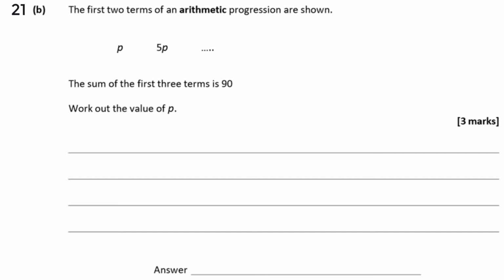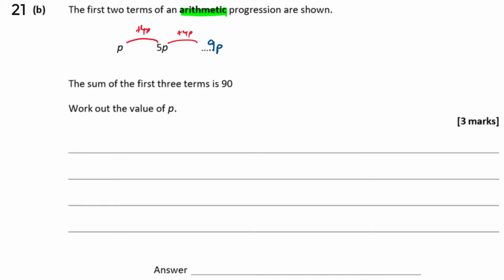In part B, we are given the first 2 terms of an arithmetic progression this time, and we're told that the sum of the first 3 terms is 90. Work out the value of p. Now the common difference here: what do I have to add on to p to get 5p? I'm adding on 4p, aren't I? If I add on another 4p, 5p add 4p gives me 9p.